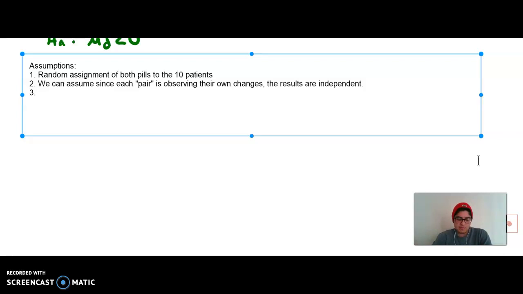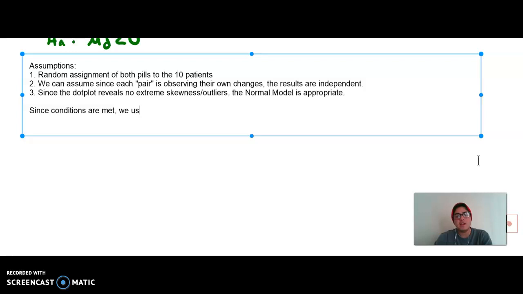Next up, so we've got random, we have independence. We're not sampling, so we don't need to check the 10% condition. The last one's the normality condition, and we were told that since the dot plot reveals no extreme skewness or outliers, well, that means that the normal model is appropriate. That's condition 3 of our normal conditions. And then we'll say, since conditions are met, we use a paired t-test or matched pairs t-test for a mean difference.